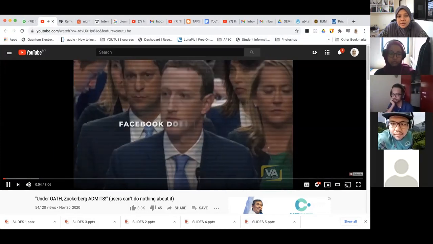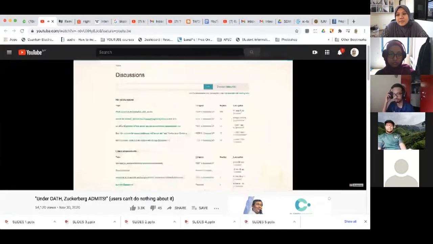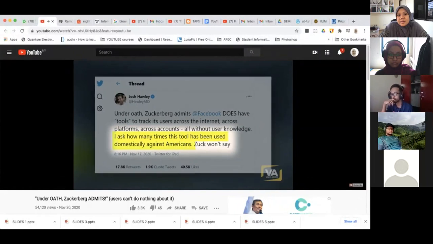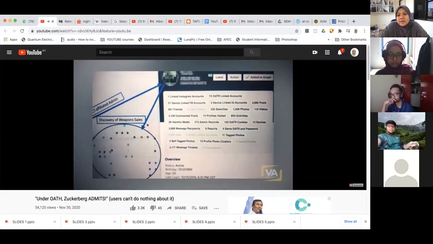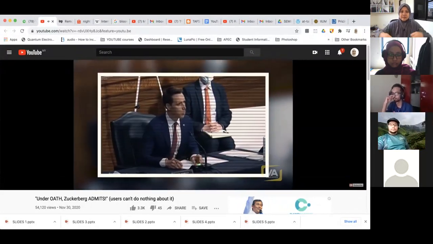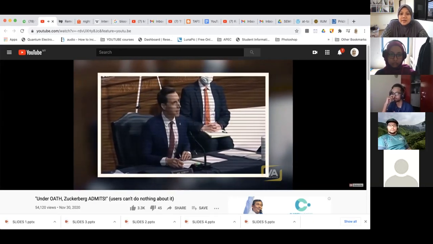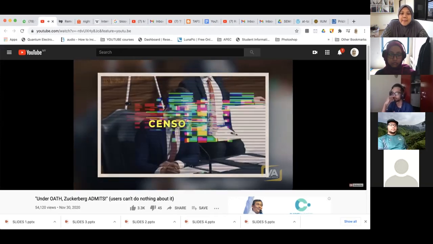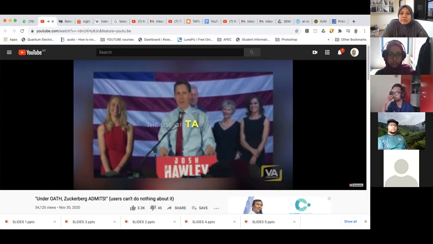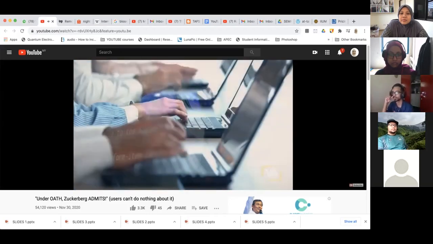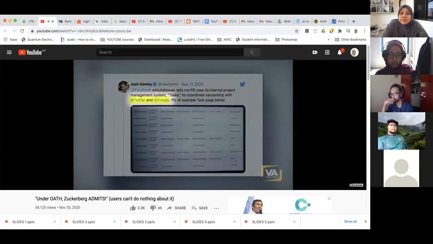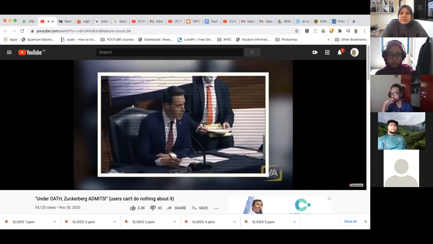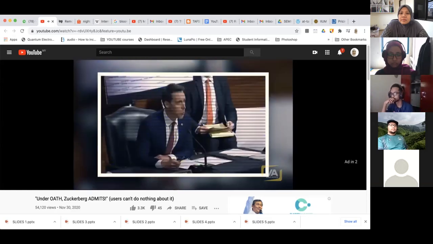Zuckerberg admits Facebook does have tools to track its users across the internet, across platforms, across accounts, all without user knowledge. I ask how many times this tool has been used domestically against Americans. Zuck won't say, wrote Senator Josh Hawley on Twitter, and then attached a screenshot of the internal tool. In recent days, my office was contacted by a Facebook whistleblower, a former employee of the company with direct knowledge of the company's content moderation practices, and I want to start by talking about an internal platform called Tasks that Facebook uses to coordinate projects, including censorship. At the hearing, Senator Hawley outlined the use of Tasks, a tool Facebook uses to improve the workflow of Facebook employees, but is also used by Facebook employees to collaborate with Google and Twitter in censoring users across platforms. Mr. Zuckerberg, let me just ask you directly, under oath now, does Facebook coordinate its content moderation policies or efforts in any way with Google or Twitter?